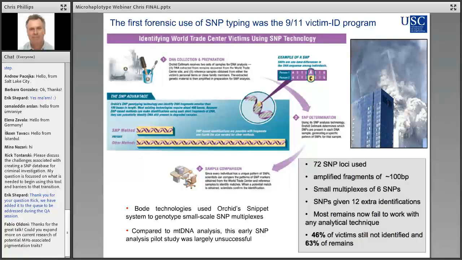Both technologies were using a system developed by ORCHID called SNPit, and they were genotyping very small-scale SNP multiplexes. So Ken's right to say that there was very little reference data available, so the statistics were somewhat compromised, but also the multiplexes were not completely optimized. So although they were small and they contained SNPs that were amplified from very small fragments, the quality of the results was not as good as what might have been anticipated, and very few extra identifications followed from use of SNPs.